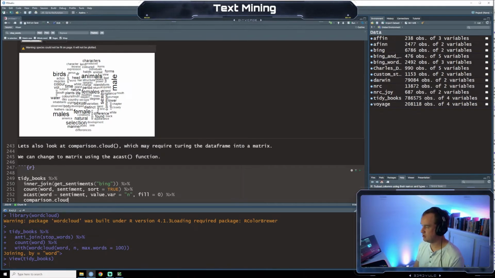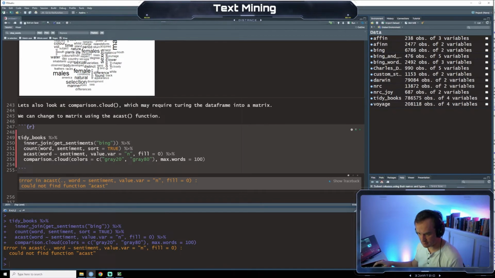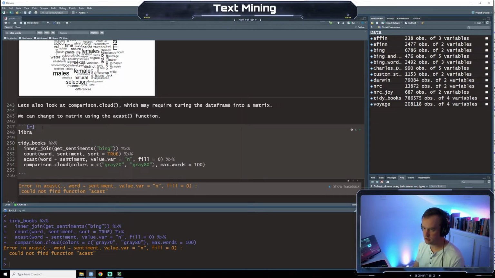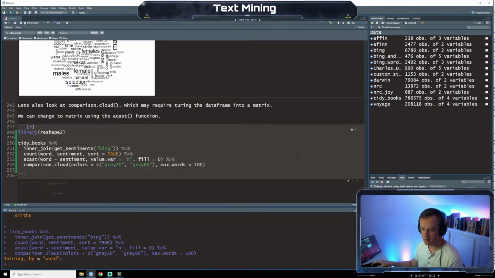Comparison cloud, colors equals gray. You can pick whatever colors you want here. I'm going to just pick a couple gray ones, gray20 and then gray80, and then max words again. You can play with this too. I'm going to set it to 100 just so it's easy to read. Oh, I forgot the library. So we need to load reshape2. Library, reshape2. There we go.